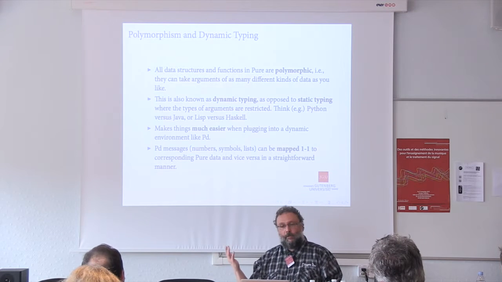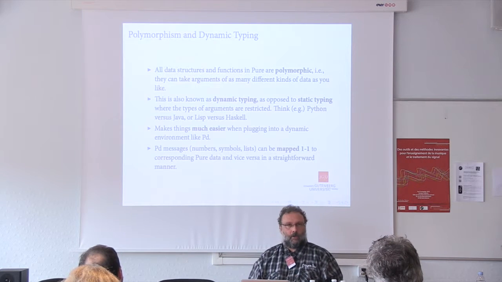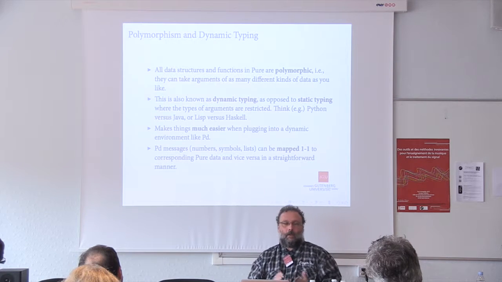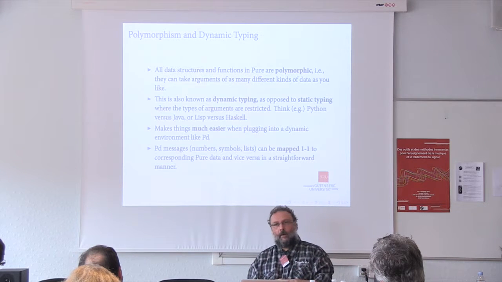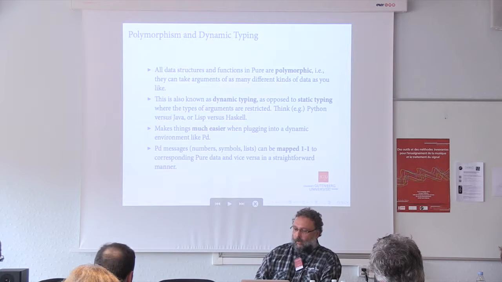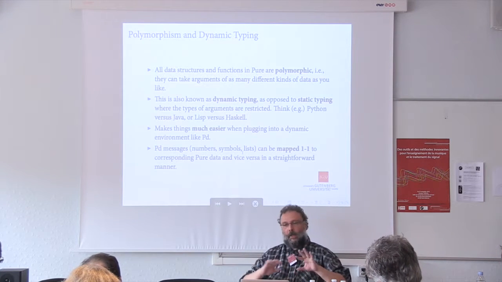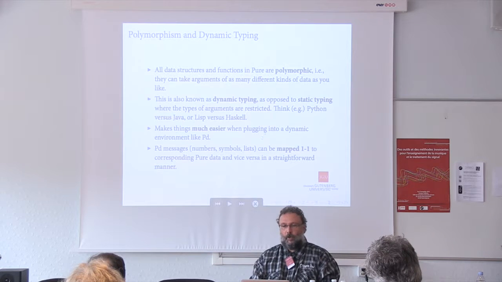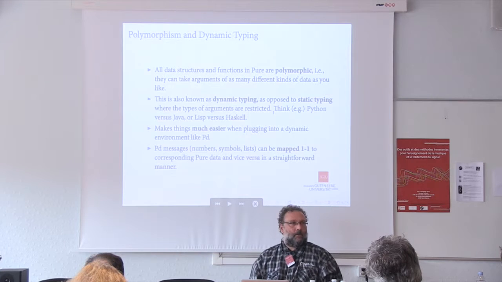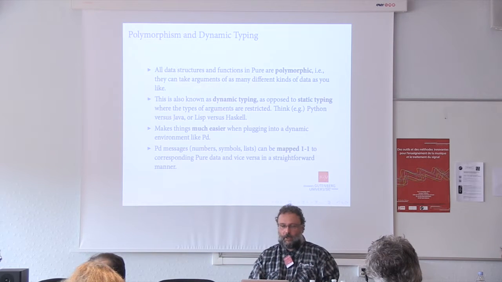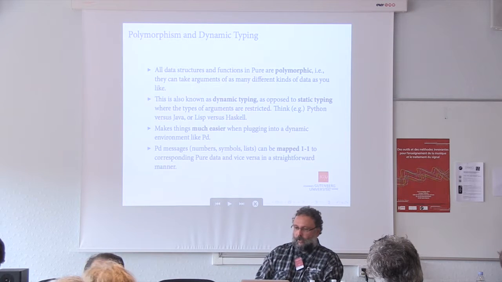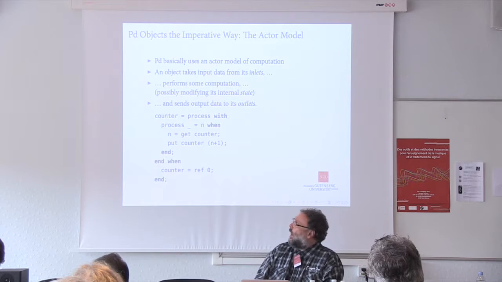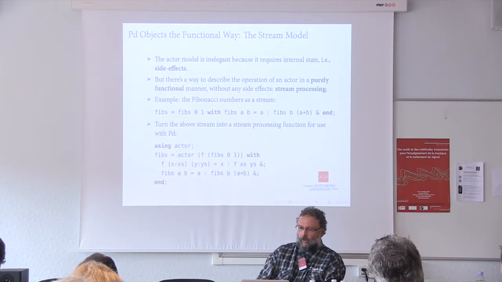But with Pure, it's really easy to do, because Pure is dynamically typed like Lisp, so there's a one-to-one correspondence, very easy to translate between PD data structures and the Pure ones. So actually, numbers, symbols, and lists can all be mapped one-to-one to Pure data structures, and can then be processed in the symbolic way without having to parse some strings or stuff like that. So the interface is very easy. Of course, dynamic typing also has its downsides, as we all know, but for this kind of application, it seems entirely appropriate. Now, instead of going through these slides, I'm just going to show you the examples.